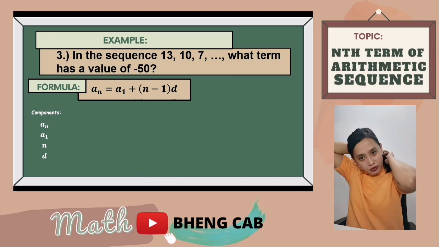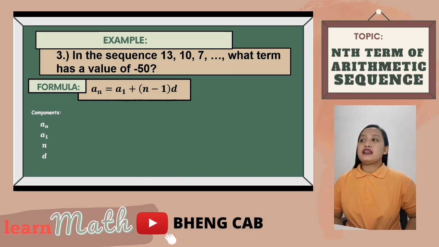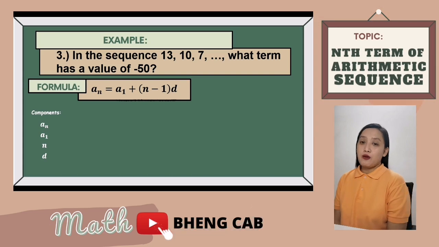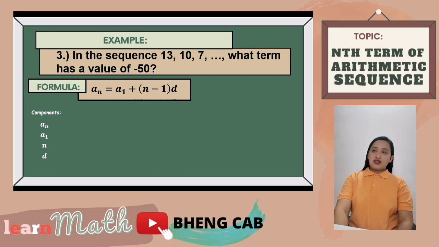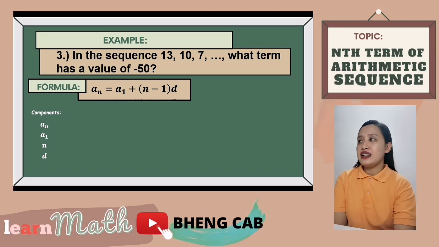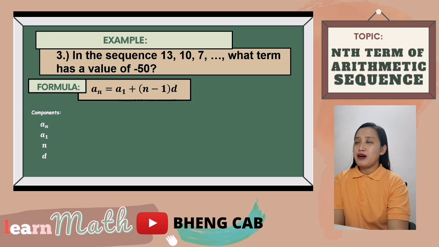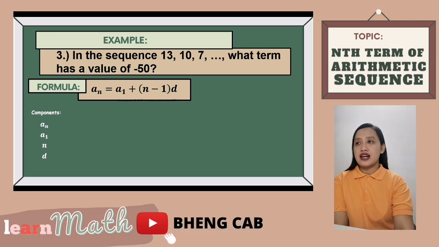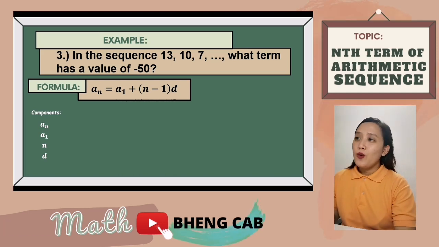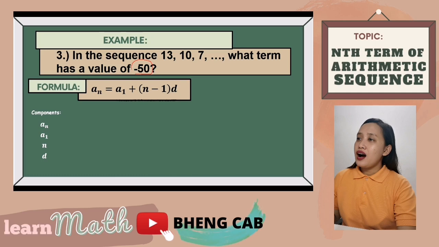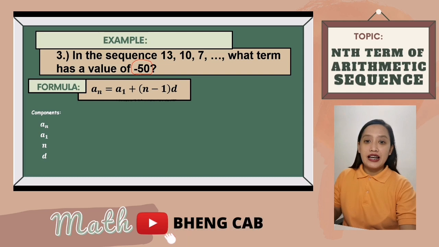But what if we are given a question like this? In the sequence 13, 10, 7, what term has a value of negative 50? Okay, so, if we try to analyze this kind of given, hindi na natin nahanap yung pang 50th term, yung pang 36th term, pang 22nd term, etc. But, the question here is, anong term daw meron or saan magpo-fall na term ang negative 50.